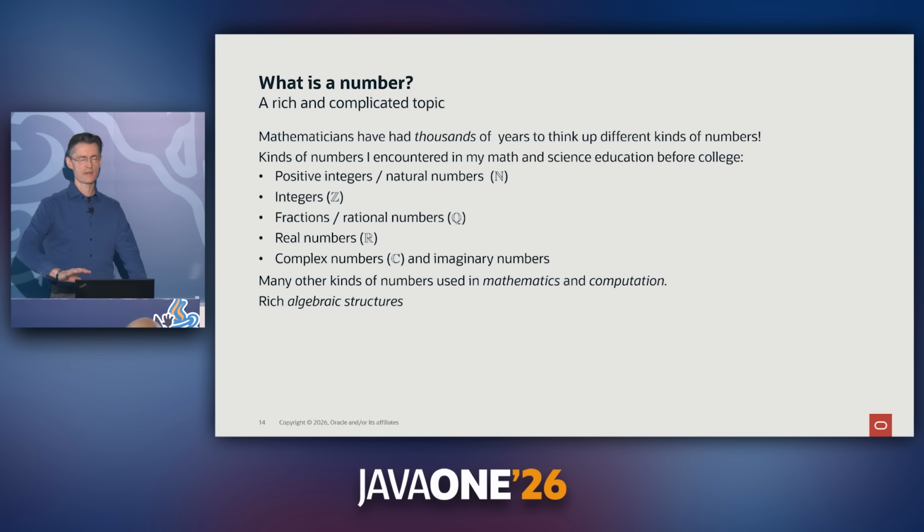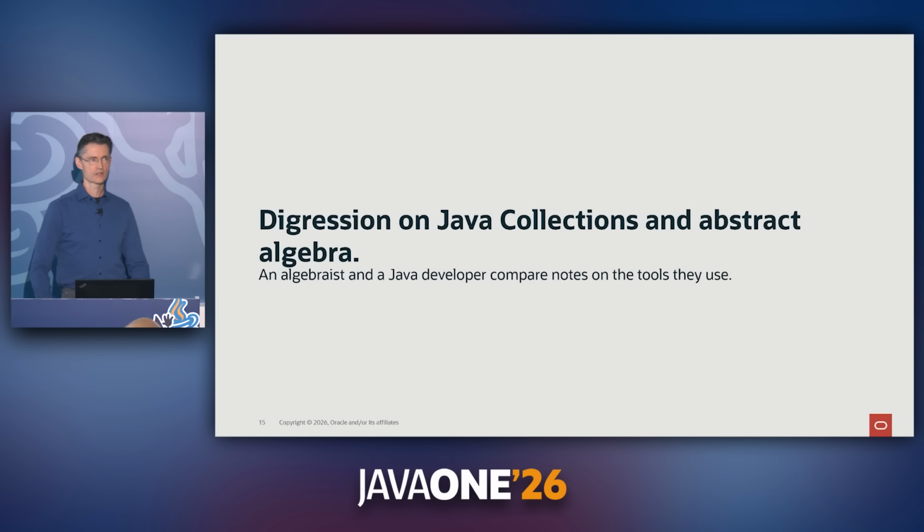And these different mathematical types have different algebraic structures, which we'll touch on briefly later. To get a better understanding of how numbers are structured and how they relate to things we might be more familiar with, I think it'd be helpful to have a short digression about how collections and abstract algebra might have some relationship to each other.